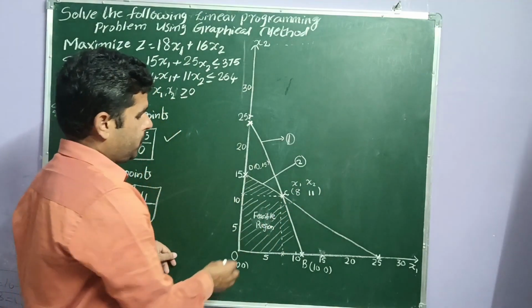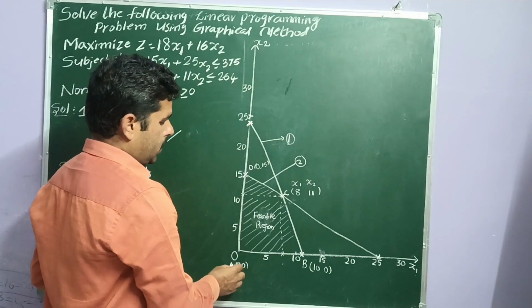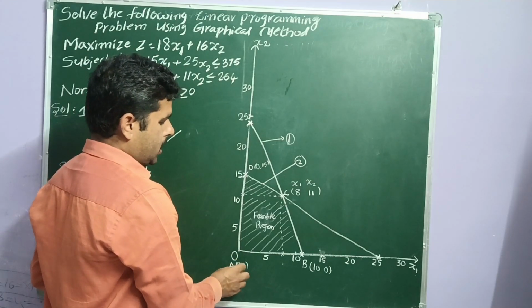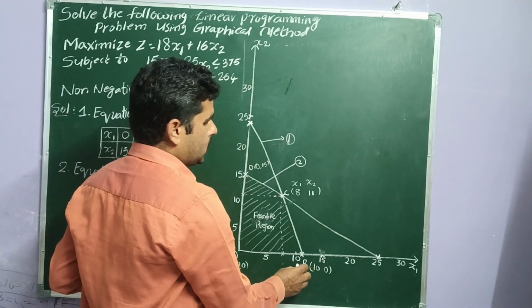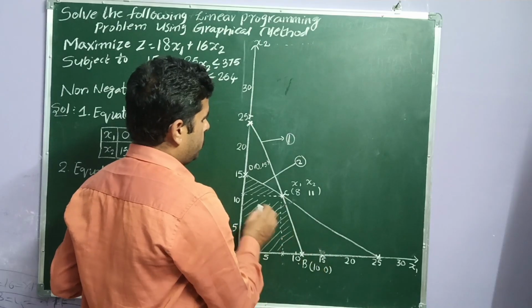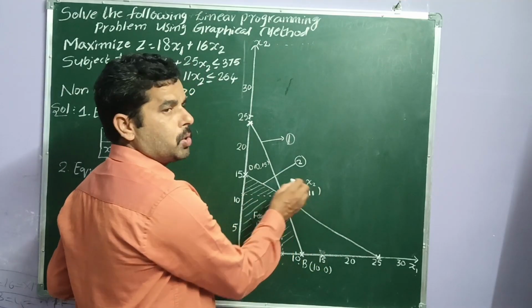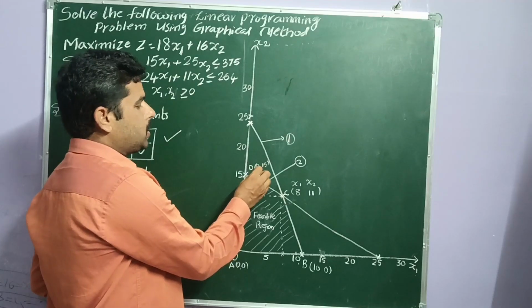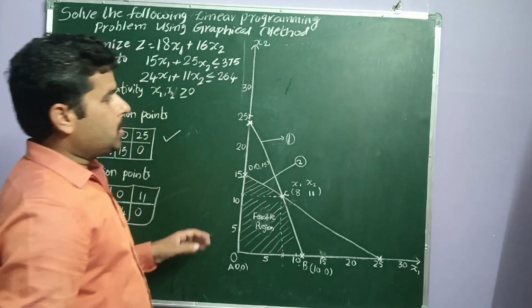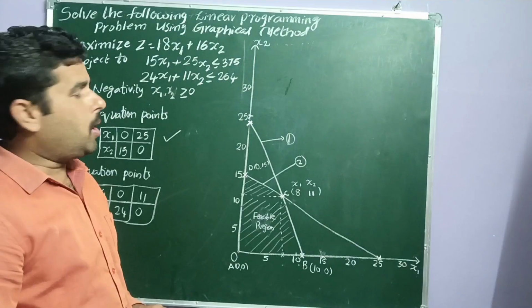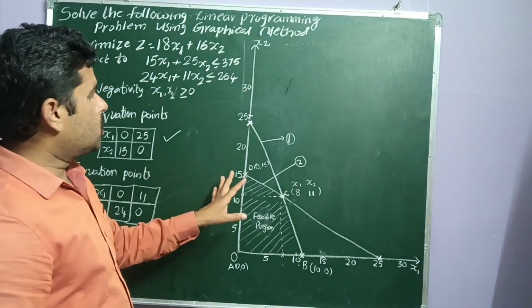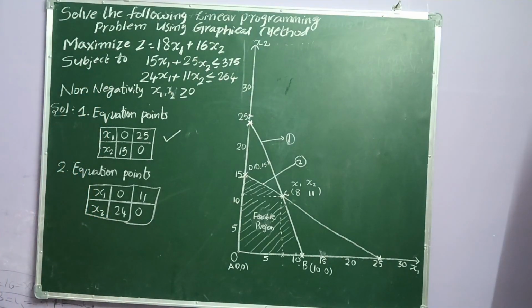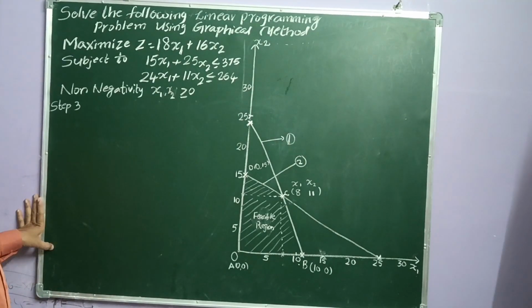Observe the corner points. The first one is the 0 point A: x1 is 0, x2 is also 0. Then B: x1 is 10, x2 is 0. Then C: x1 is 8, x2 is 11. Then D: x1 is 0, x2 is 15. These are the corner points. After getting all these corner points, with the help of the objective function, we need to substitute these values.